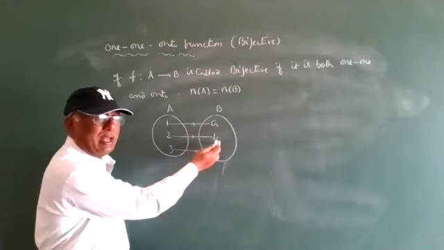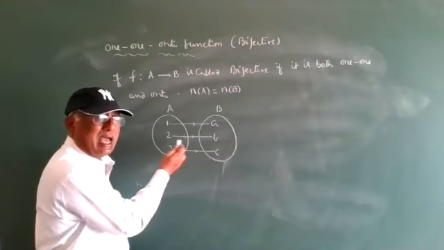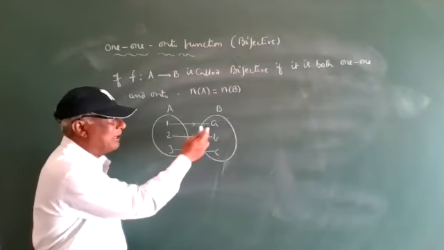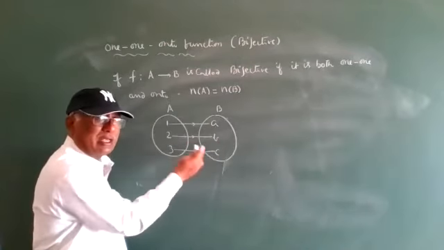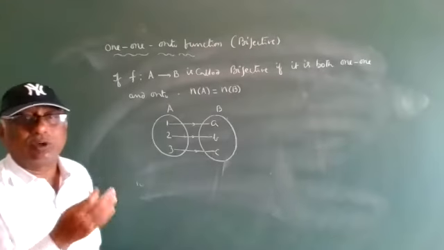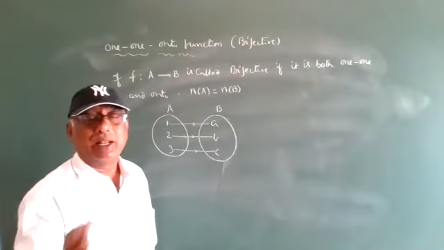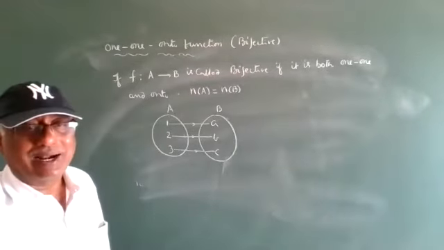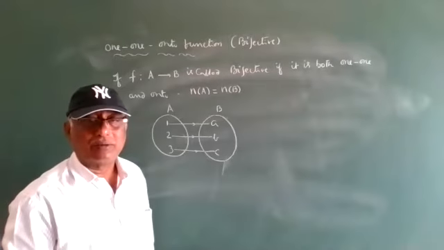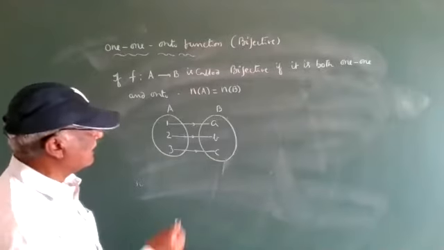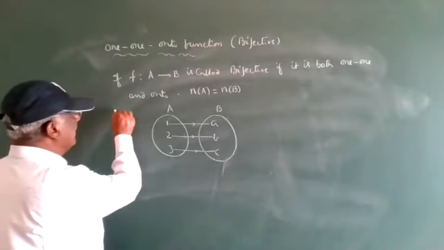Onto means every element of the B set has a pre-image. That means the codomain elements are A, B, C, and the range is also A, B, C. Codomain and range are both equal. It is called an onto function. Okay? So, next one. The example is clear, everyone. The figure is clear.